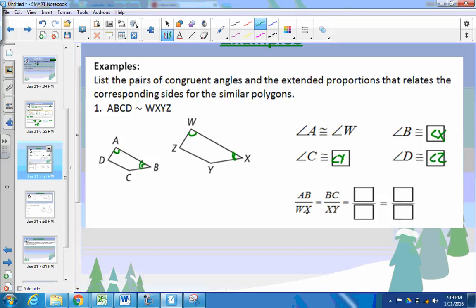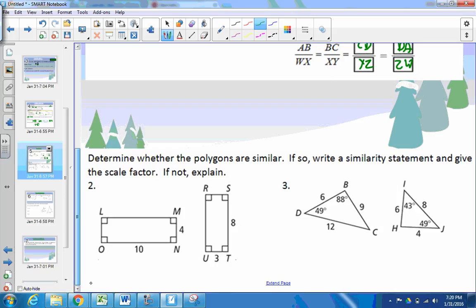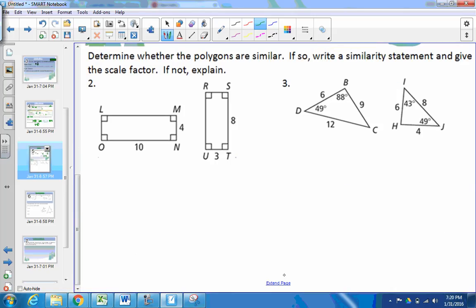All right, and if we look at the side lengths, AB goes with WX, BC goes with XY, CD goes with YZ, and DA or AD goes with ZW or WZ. So there's our first example, looking for corresponding parts. All right, the second part says determine if the polygons are similar. So they have to have the same scale factor for all the parts. And of course you have to have the same angle measures for all the parts. If so, write a similarity statement and give the scale factor. If not, explain.